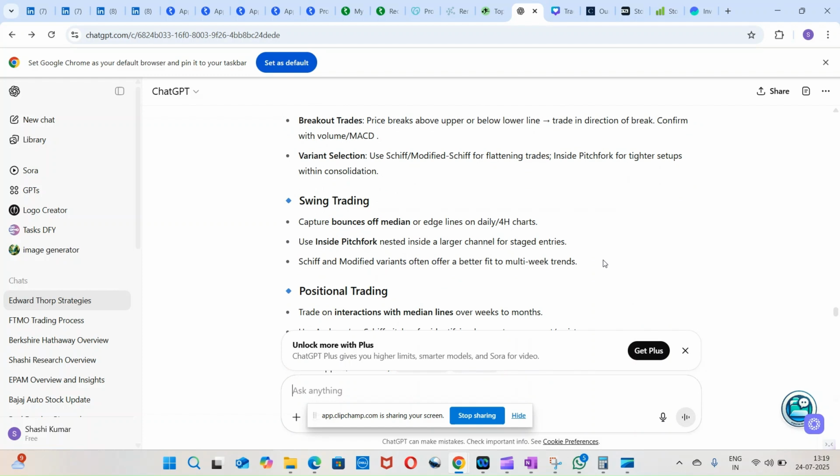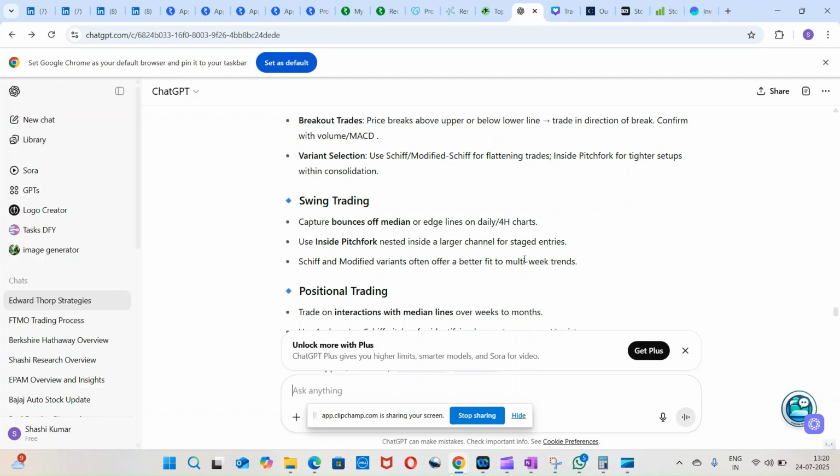Variant selection: use Skiff or modified Skiff for flattening trades, and inside pitchfork for tighter setups within consolidation. Within consolidation, if you want to trade this up, low, up, low, then you can use this inside pitchfork. So whenever resistance comes, you sell it. Whenever support comes, you buy it in a consolidation phase.